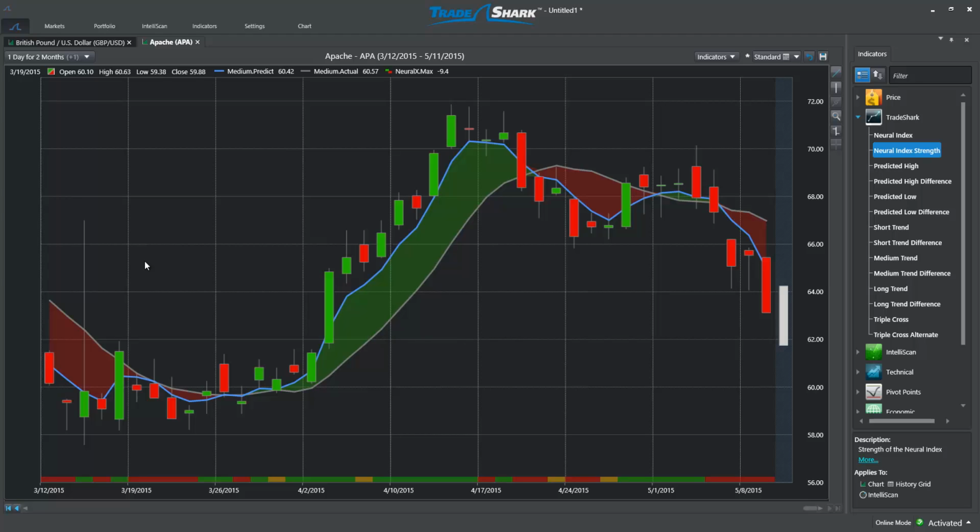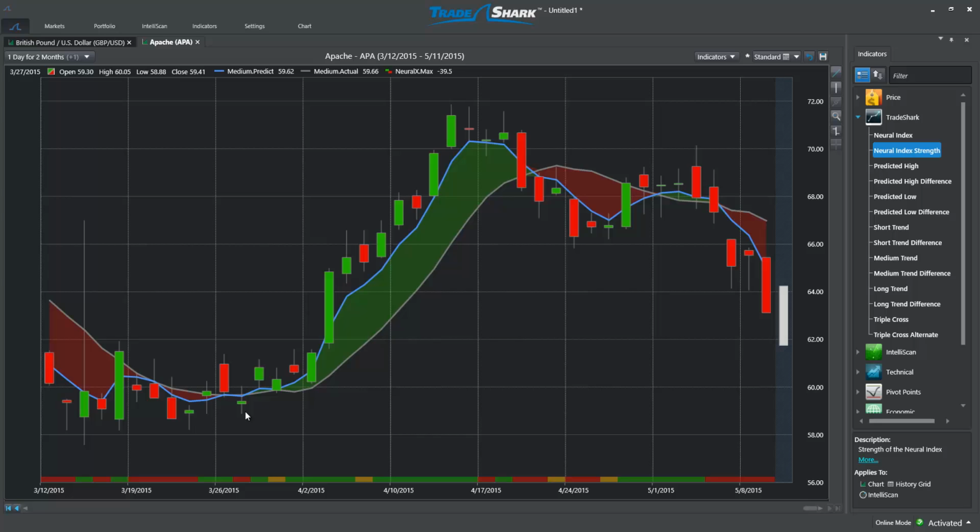At the beginning of this chart, we can see a very weak crossover from the software. However, TradeShark's Neural Index signals that prices are still going lower over the next 48 hours. No confirmation. It isn't until this crossover that the Neural Index is in agreement. A swing trader would look to enter the market on the next trading day, with the expectation that prices should move higher over the next 48-hour period.